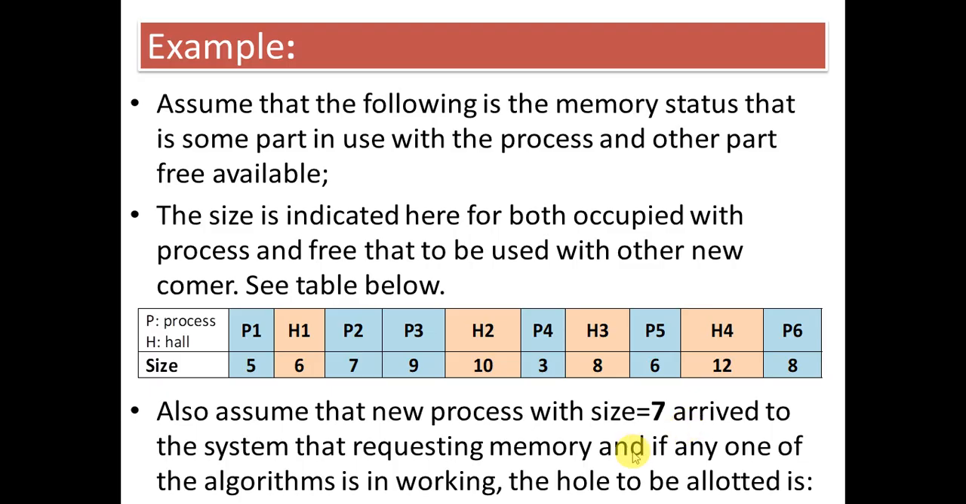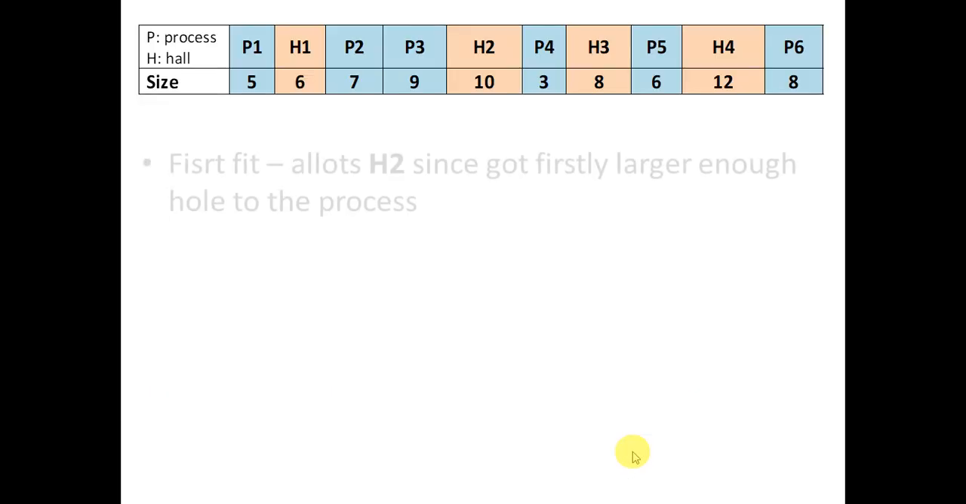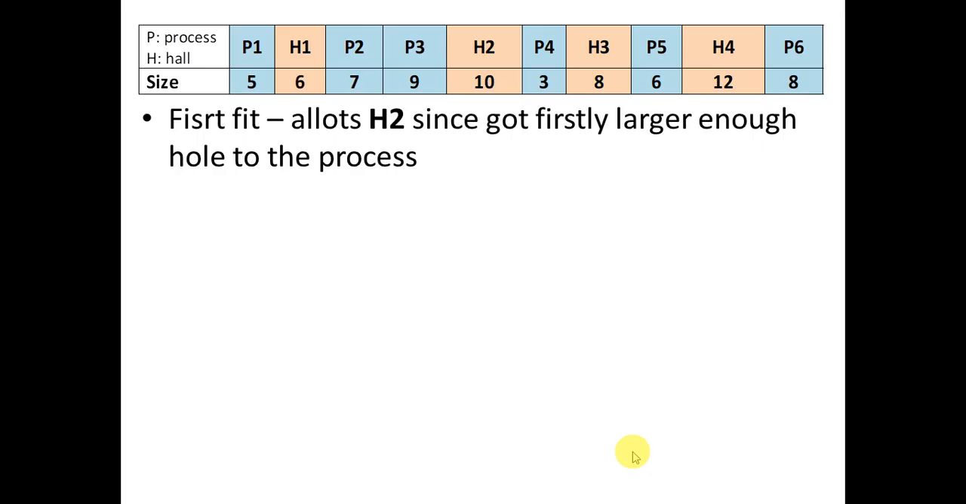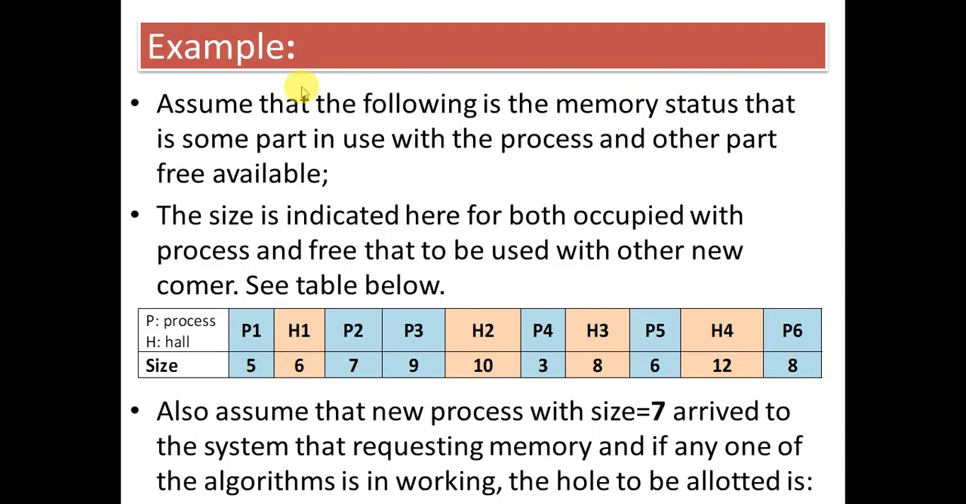The hole to be allotted: if the working algorithm is first fit, the allotted hole is H2, or hole 2. Hole 1 cannot fit because the request is 7. Yes, the request is 7, as mentioned. To allot the 7, the 6 is less than 7.